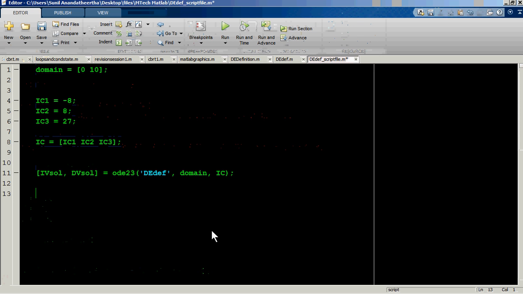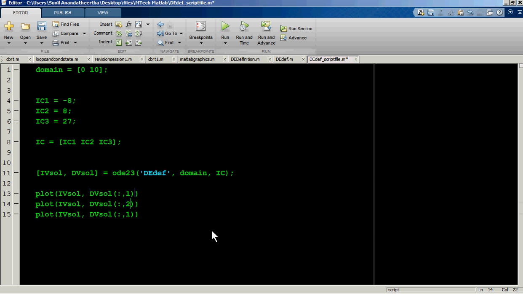We are further going to see the solutions of the individual variables, the three dependent variables with respect to the independent variable. First write the independent variable IV solution versus something. We take the DV solution of all the rows with the first column. That is one solution, the second solution is the second column, and this is for the third. Basically this is for time, this is for x, this is for y, and this is for z.